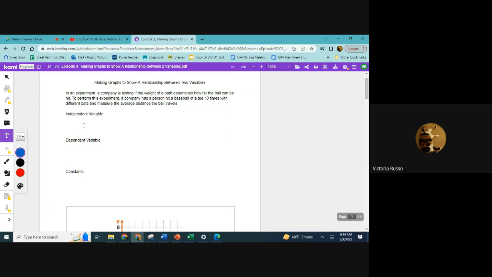So here we want to identify our independent variable. Our independent variable, if you remember, is something that the person doing the experiment is changing. So in this experiment, what the person is changing is the weight of the baseball bat.